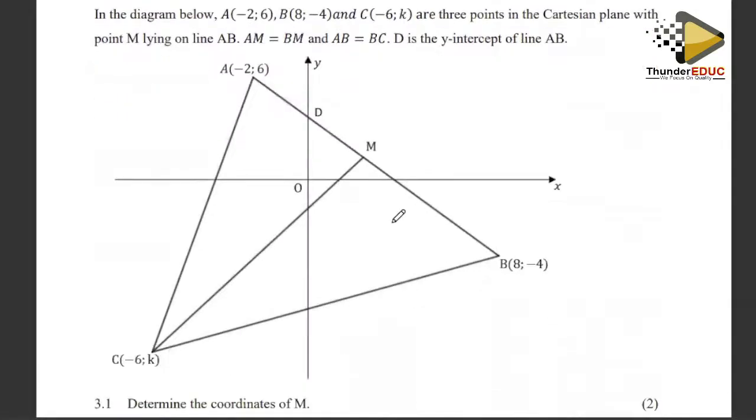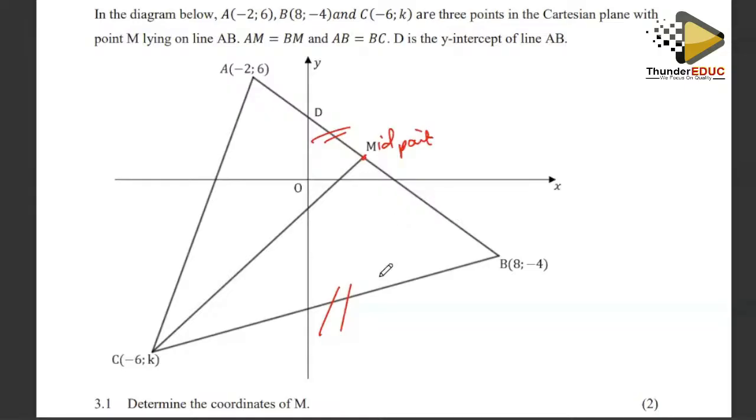In the diagram below, A is negative 2, 6, B is 8, negative 4, C is negative 6, K. They are 3 points in the Cartesian plane with M lying there. They are telling us that AM is the same as BM, meaning that this point is a midpoint. Then also AB is the same as BC. Then D is a point on the y-intercept of the line AB.